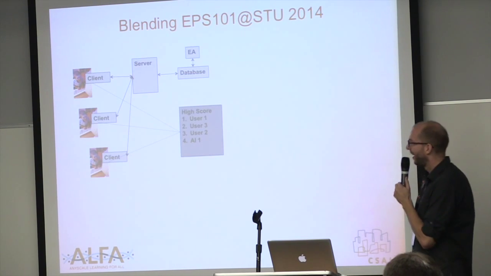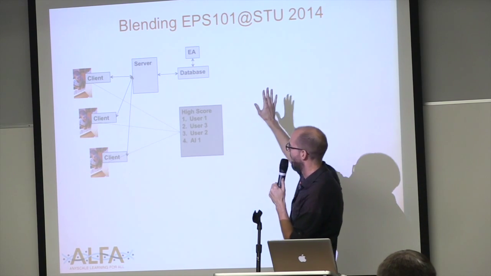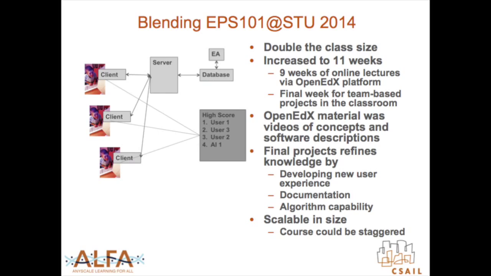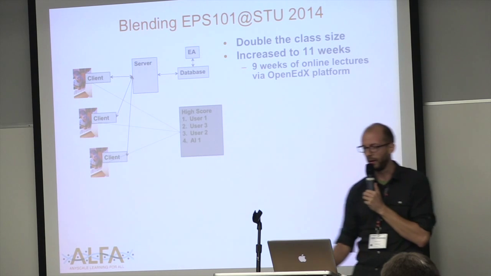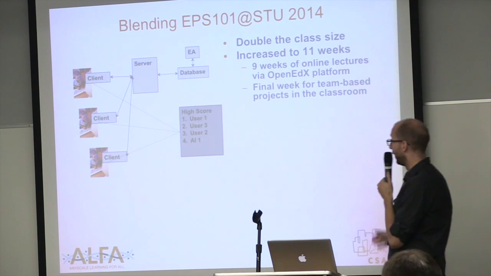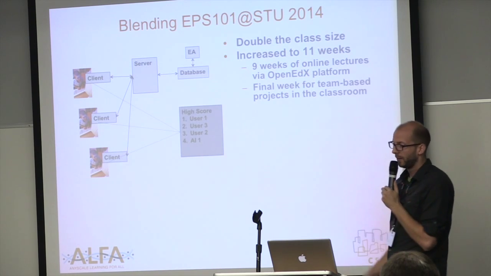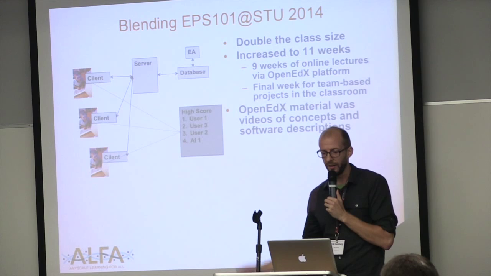So next year, some nice diagrams, because we're going online, so we can see some client-server architecture. Because we wanted to put in more computer science, software engineering. So we doubled the class from 20 to 40, and we increased it to 11 weeks. And we started installing OpenEdX and did 9 weeks online on it. And basically, we put in our final week where we give them projects to round off and see what they learned. And that's when we go back to China.